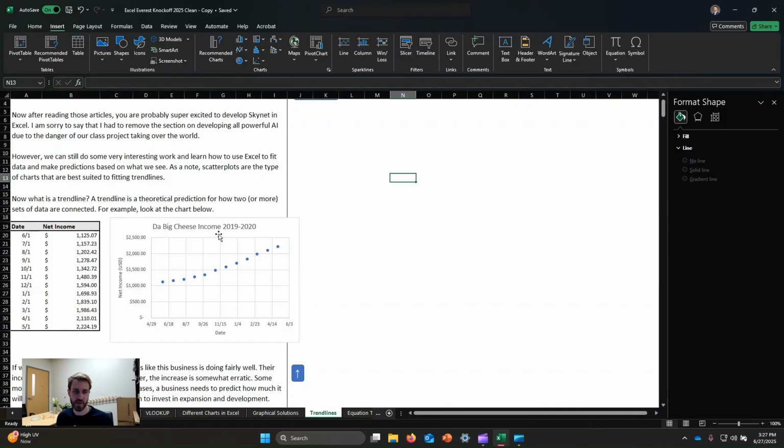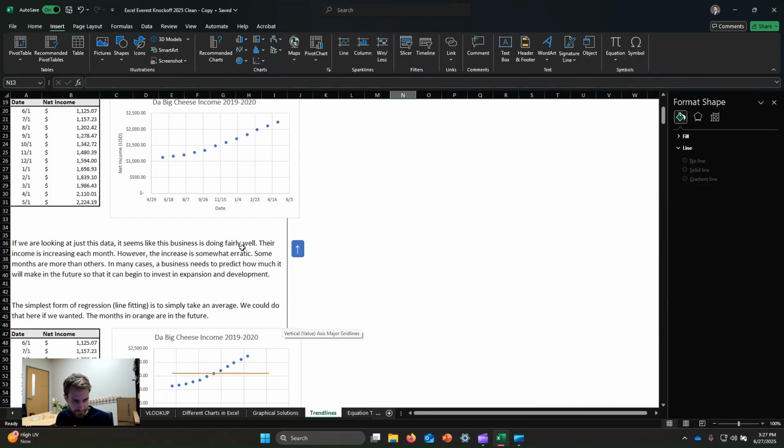Let's say that you know the income for a business over time, and you've got this graph of it, and you want to make a prediction of what's going on. Like, how are we going to say how much we can spend next month based on this historical data of how much we've made each month? Is it going to go up? Is it going to go down? Stay the same? And so you can use a trend line to make a projection.